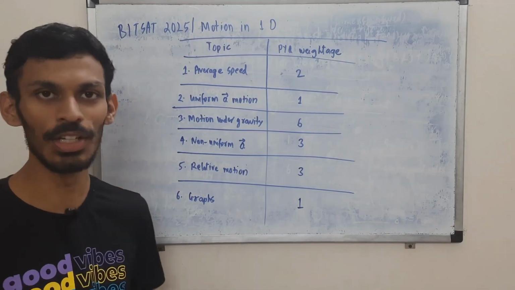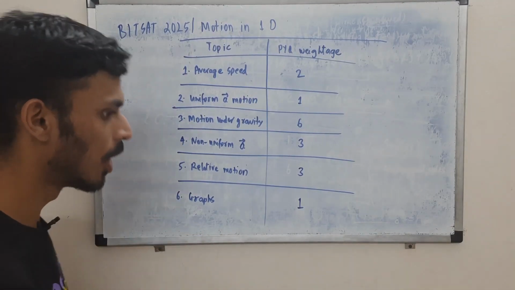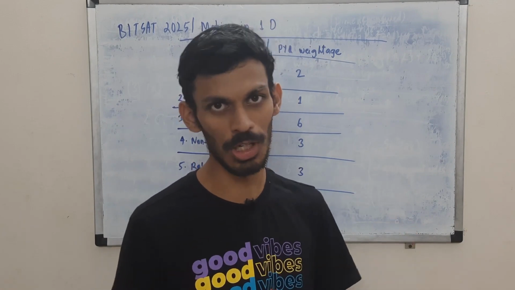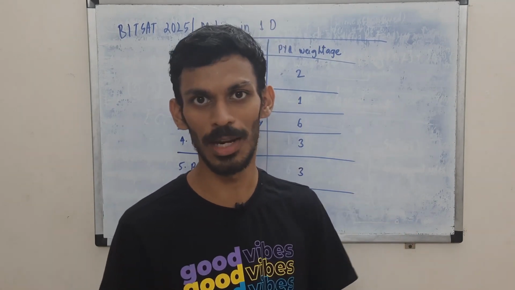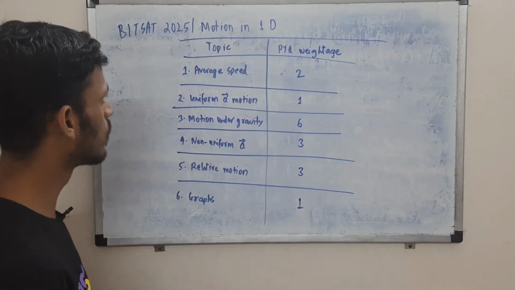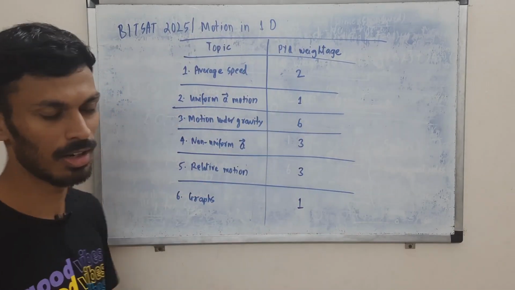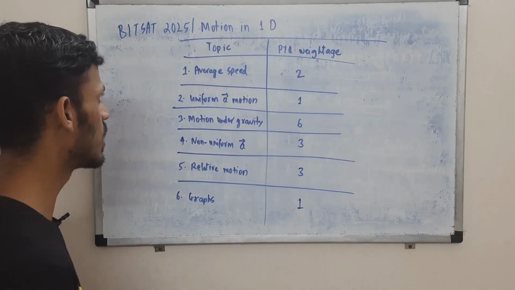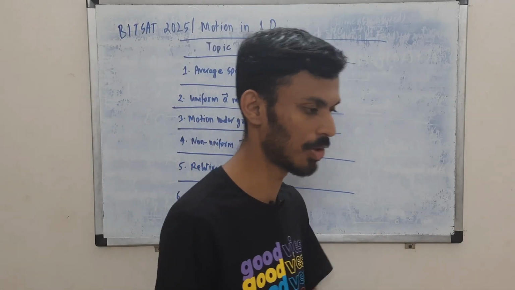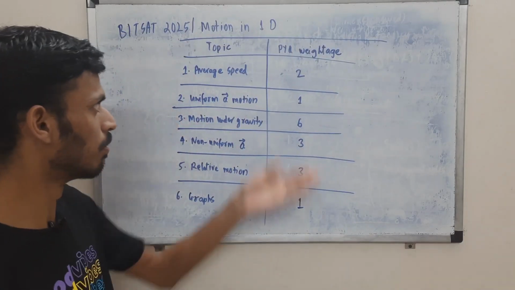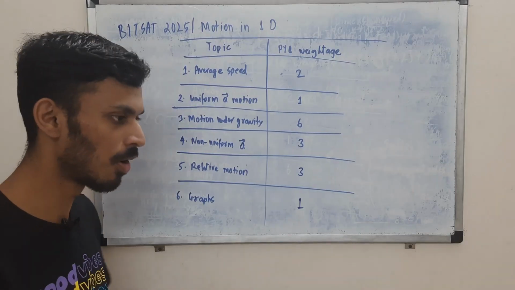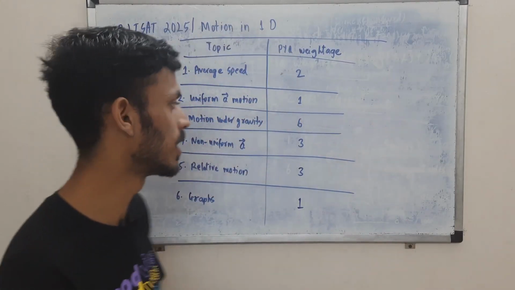Okay, so the first thing that we do in this series is discuss the topic wise weightage in a particular chapter so that we know the most important aspect of that particular chapter as far as BITSAT is concerned, right? So we'll go through the topic wise previous year question weightage. Okay, so from average speed, average velocity, the first topic, we have 2 questions being asked in the previous year. Then we have also uniformly accelerated motion, only 1 question from there.